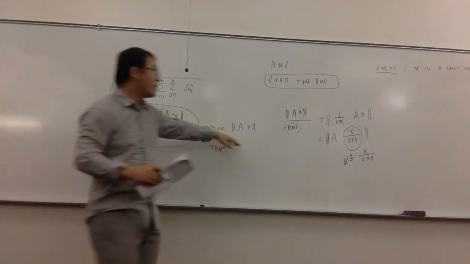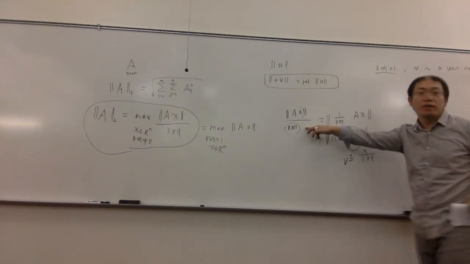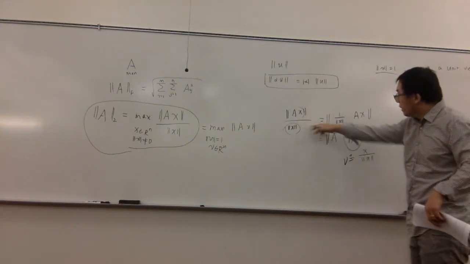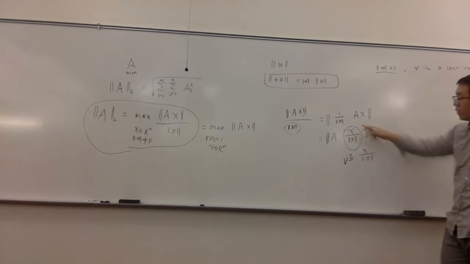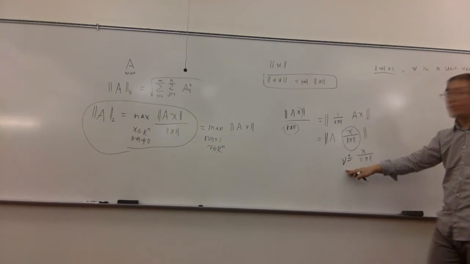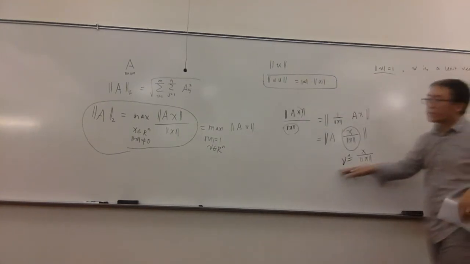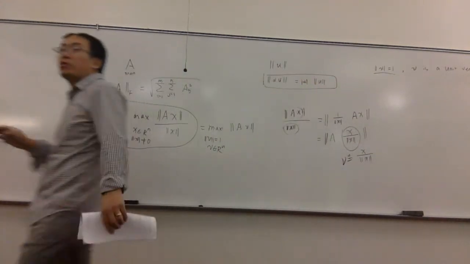So we simply replace x over the norm of x, because this is our original definition. It is equivalent to compute this norm. I will simply replace x over the norm of x by a new unit vector v, and then we use this new unit vector v to define our spectral norm. So they are totally equivalent.